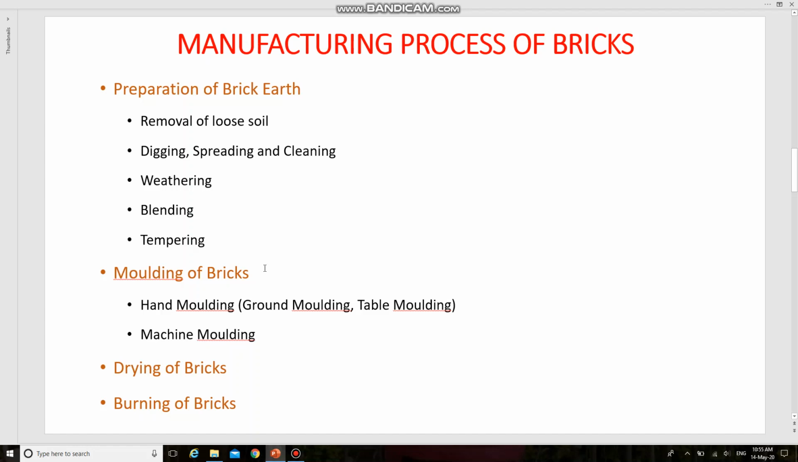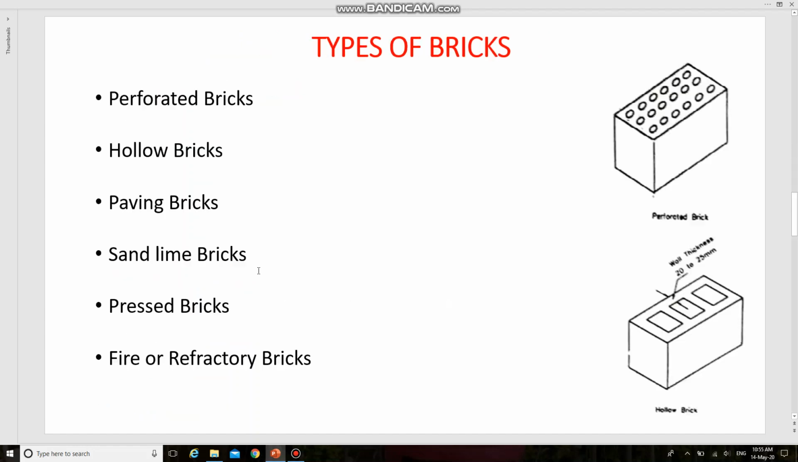So final step is burning of bricks. Burning imparts hardness and strength to bricks and makes them dense and durable. It must be done carefully and properly because unburnt bricks remain soft and hence cannot carry loads, and overburnt bricks become brittle and hence break easily. So these are the different steps in the manufacturing process of bricks.